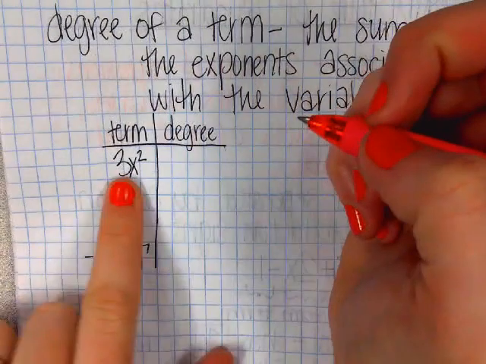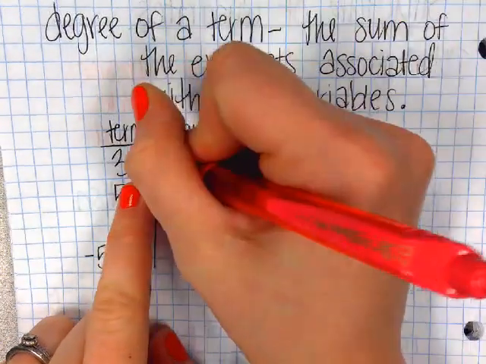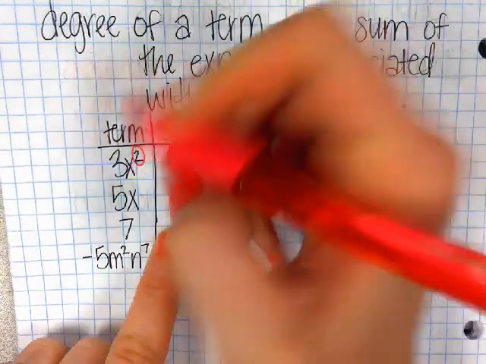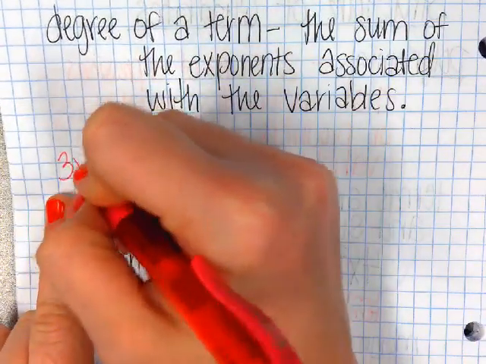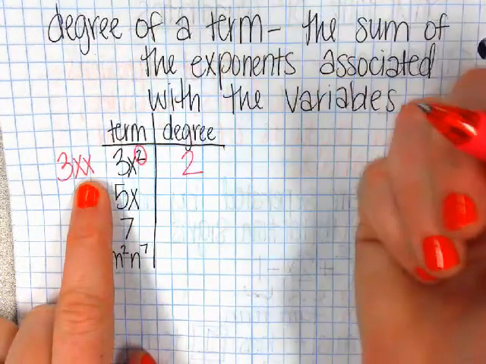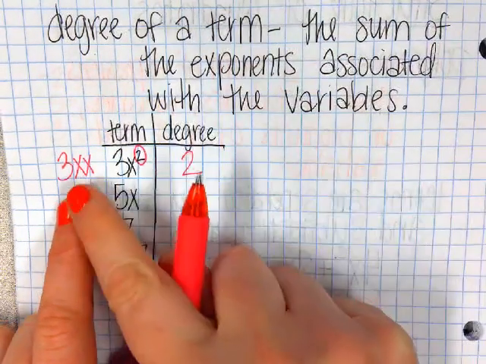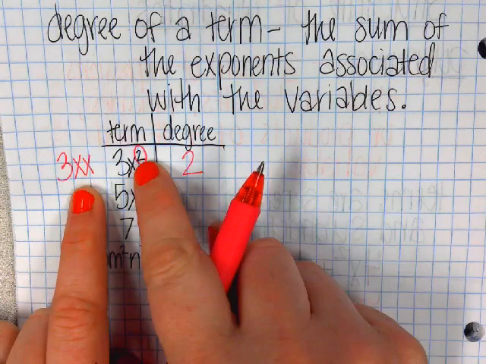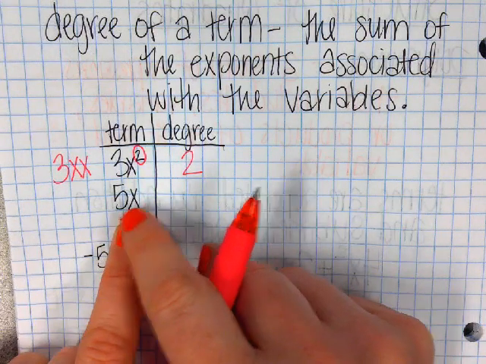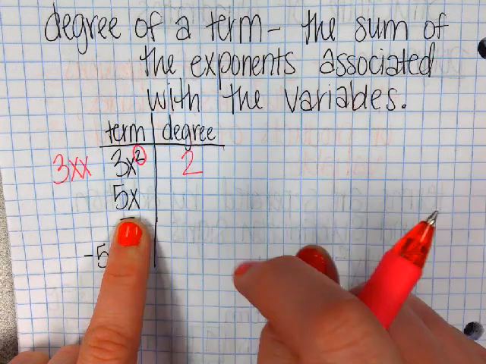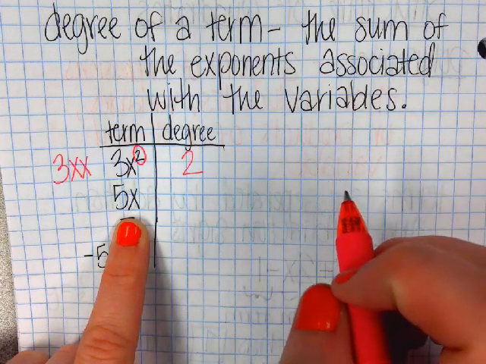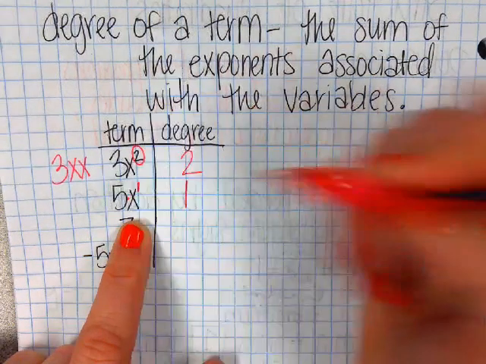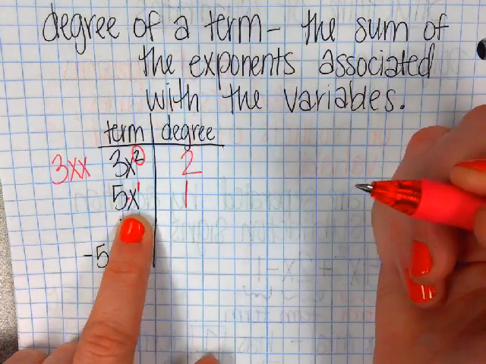So if you look, we have 3x squared. So the degree of this one is the squared, or the 2. So you just say it's a degree of 2. Remember, 3x squared means 3x times x. So pretty much all you're talking about for the degree is how many variables are multiplying in that term. So in this case, we have two variables multiplying. Okay, look at this next one. We have 5x. How many variables are multiplying? There is 1. So the degree of that one is 1.